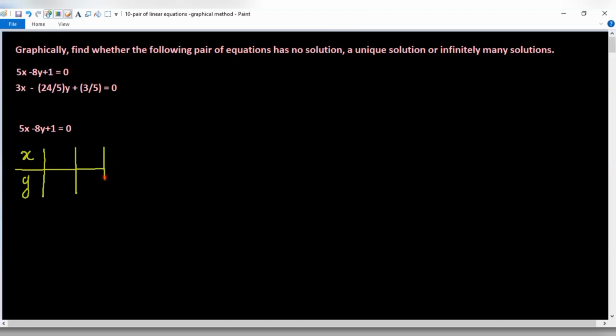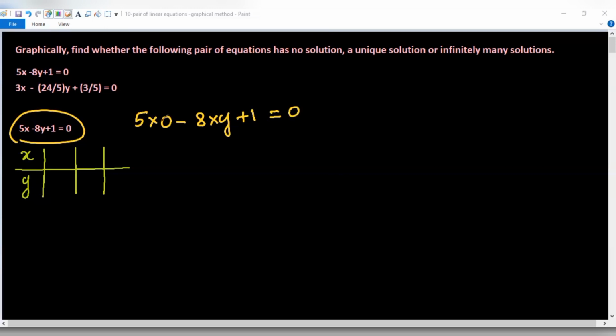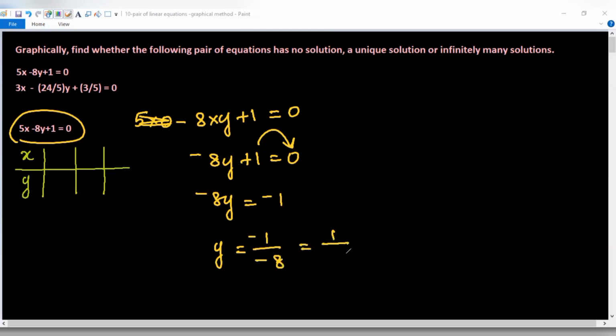Okay, so the easiest way is putting x as 0. Let us try. If x is 0, 5 into 0 minus 8 into y plus 1 equal to 0. 5 into 0 is 0. So minus 8y plus 1 equal to 0. Minus 8y equals minus 1. See, positive 1 going to the right side, so minus 1. Then y is minus 1 by minus 8, or we can write it as 1 by 8. It is really difficult to plot 1 by 8 on graph paper, right?